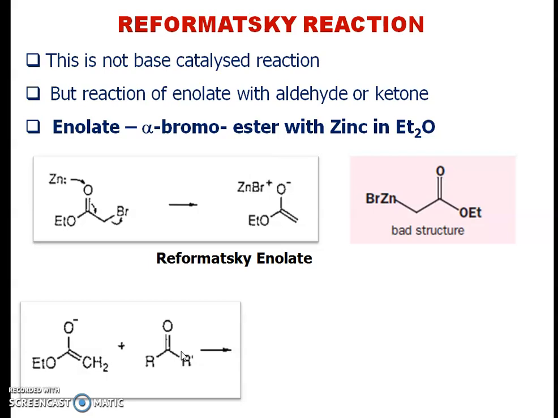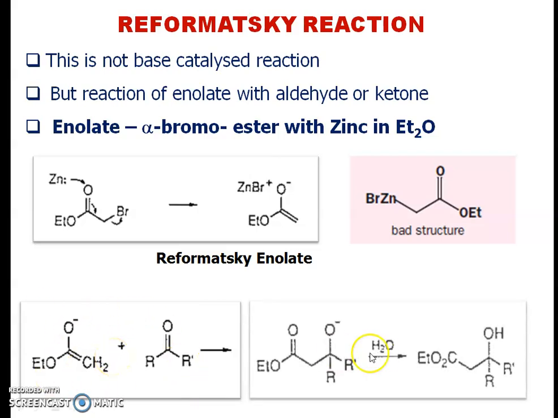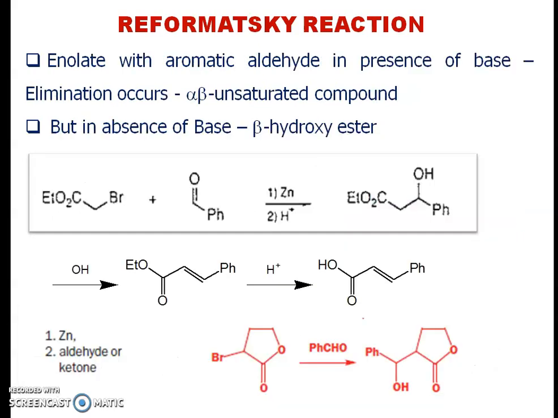Like in the previous reactions we have seen, formation of an enolate, and this enolate is added to the carbonyl, and it forms an intermediate like this. Finally, this gets hydrolyzed, and it gives a beta hydroxy ester. So this is the first product of the Reformatsky reaction.